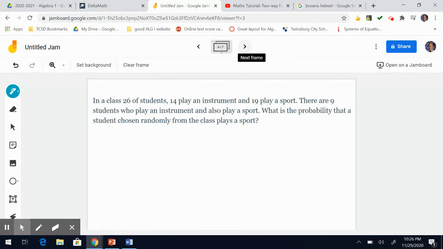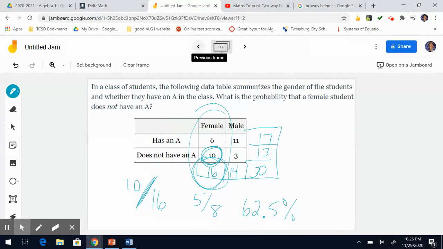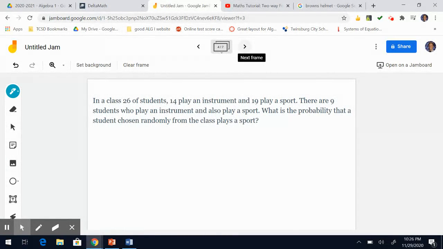In a class of 26 students, 14 play an instrument and 19 play a sport. There are 9 students who play an instrument and also play a sport. What is the probability that a student chosen randomly from the class plays a sport? If you notice, what is not given in this problem? A table. So we have a total of 26 students. We know from the last problem where the total of students is going to go. That's going to go here.